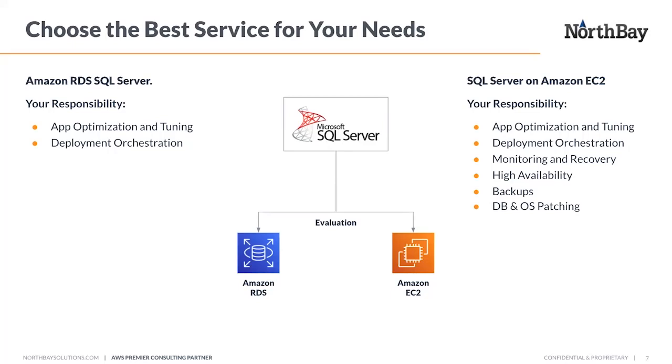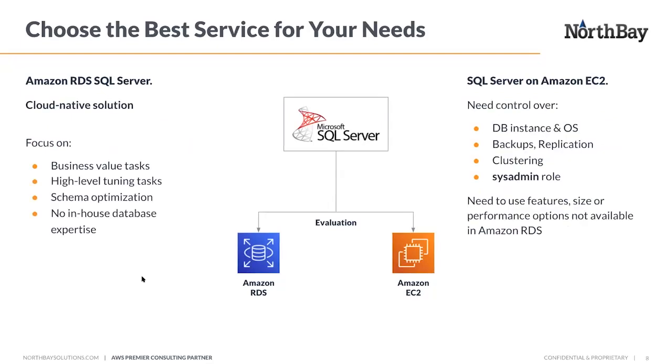All right. SQL Server on Amazon EC2, your responsibility: app optimization, deployment, monitoring and recovery, high availability, backups, and DB and OS patching. When I look at this responsibility list, it's pretty much what we do on-prem, right? So it doesn't make much of a difference from the admin standpoint, or from the database standpoint. But when it comes to RDS as a service, it makes quite a difference as far as admin tasks are concerned.